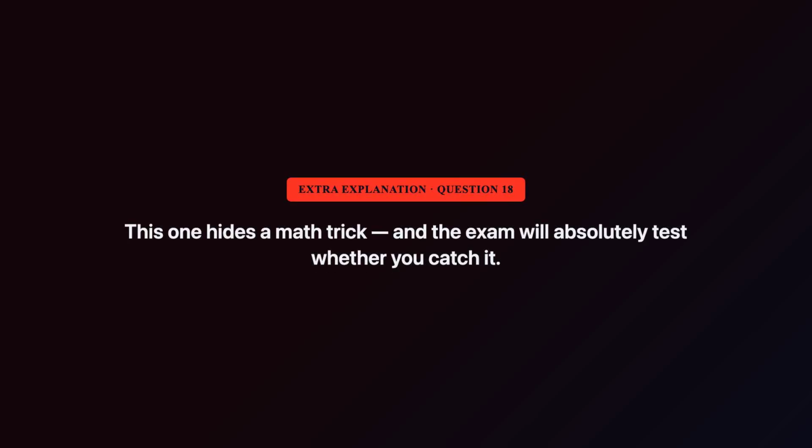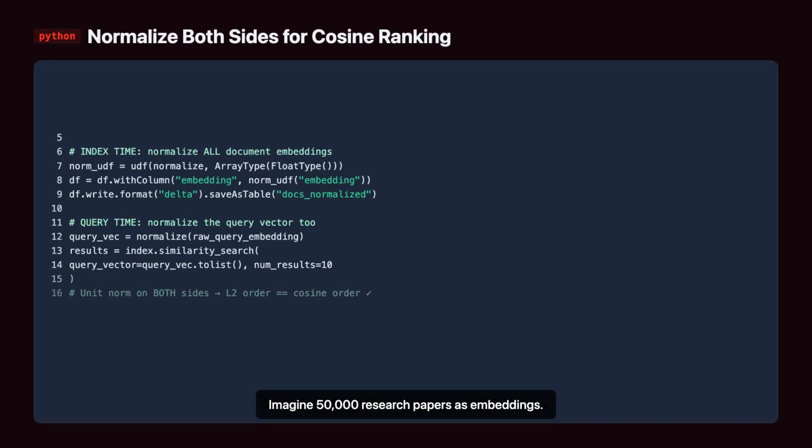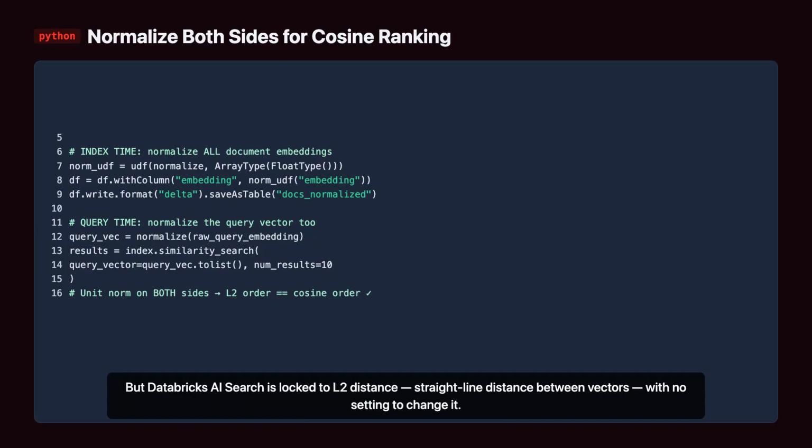This one hides a math trick, and the exam will absolutely test whether you catch it. Imagine 50,000 research papers as embeddings. You want to rank them by topic direction, not document length. That's what cosine similarity does. But Databricks AI search is locked to L2 distance, straight line distance between vectors, with no setting to change it.